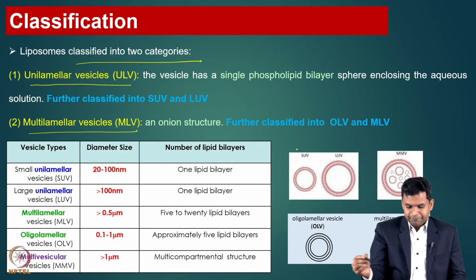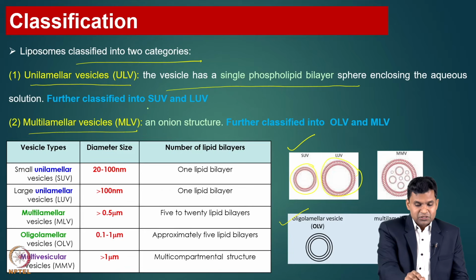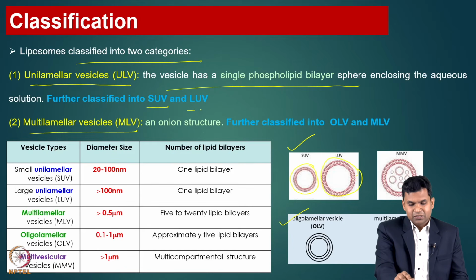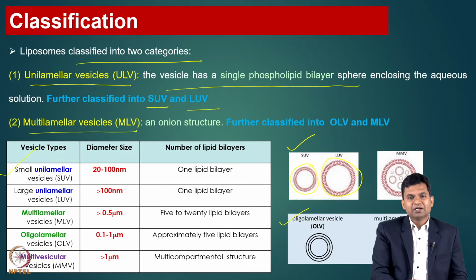You can see here the first one is the unilamellar vesicles, and then you can see the multilamellar vesicles. Here in the unilamellar vesicle, this vesicle has a single phospholipid bilayer, which can be further classified based on their size, into small unilamellar vesicles and large unilamellar vesicles. We can see them here also in the table.